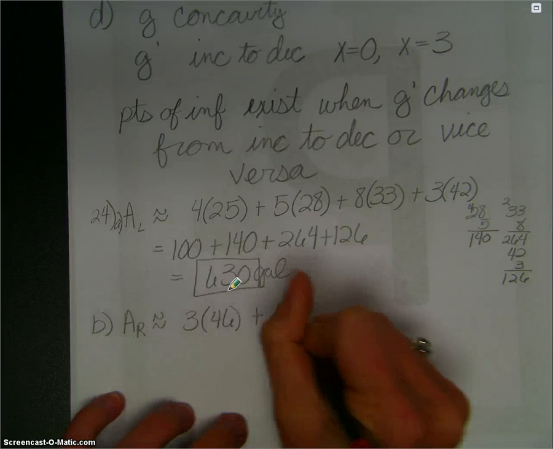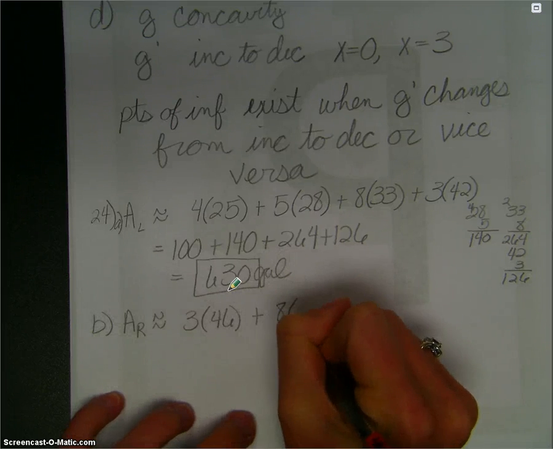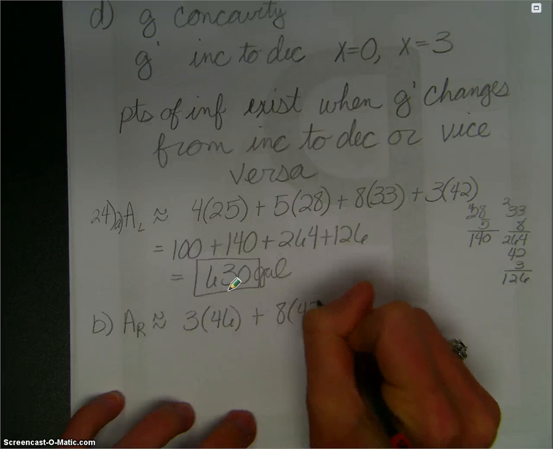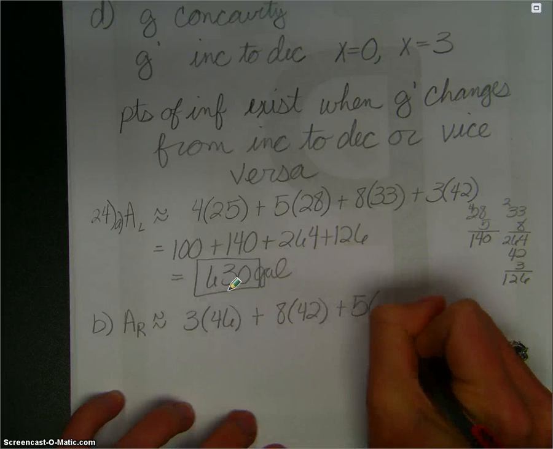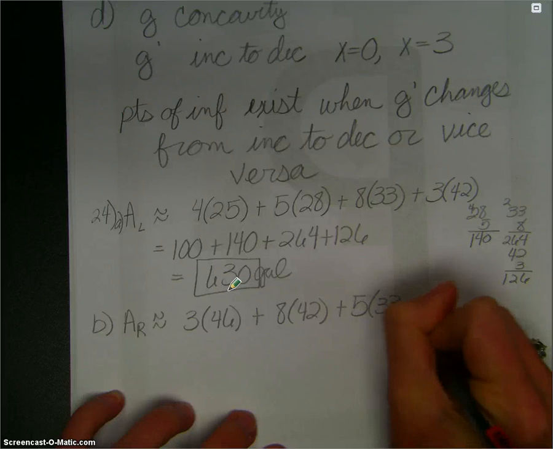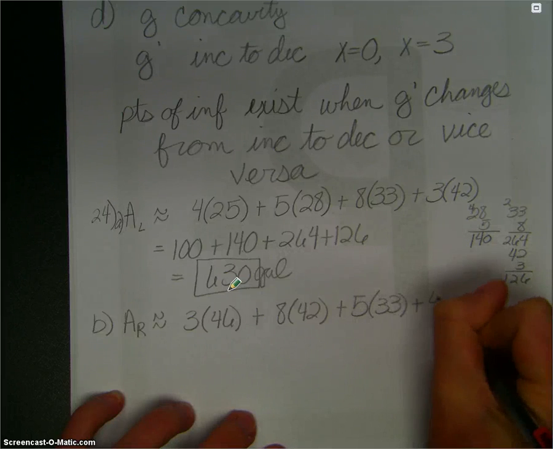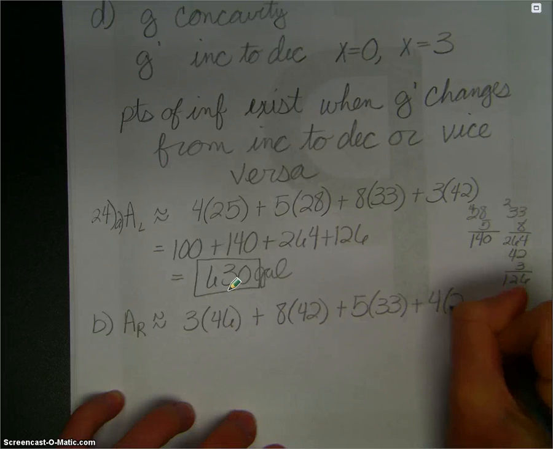From 17 to 9, I have 8, and then on the right-hand side, I have a height of 42. From 9 to 4, I have a base of 5, and I have a height of 33. And then from 4 to 0, I have a base of 4, and I have a height of 28.